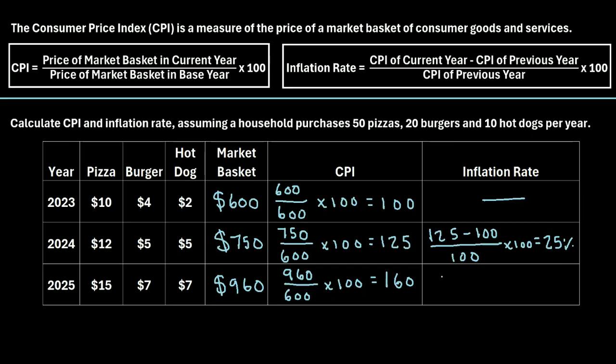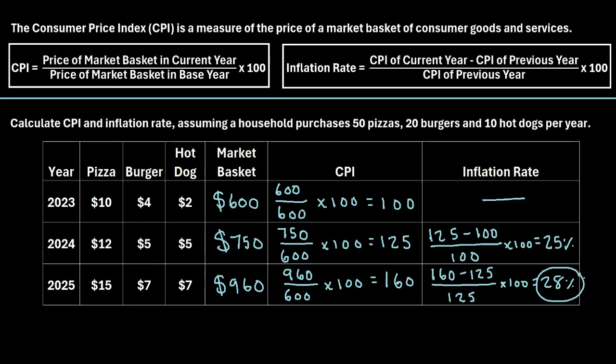And then lastly, we can calculate the inflation rate for 2025. So we'll take the CPI of the current year, so that's 160. We'll subtract the CPI from the previous year, which is 125, and then divide by the CPI of the previous year, which again is 125. And then we're multiplying that by 100. And that comes out to 28%. So this tells us that the price of the market basket increased by 28% from 2024 to 2025.